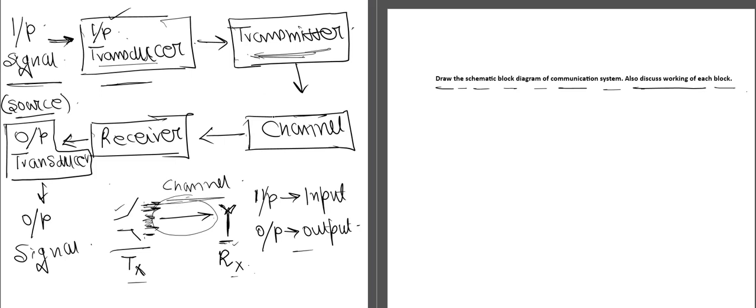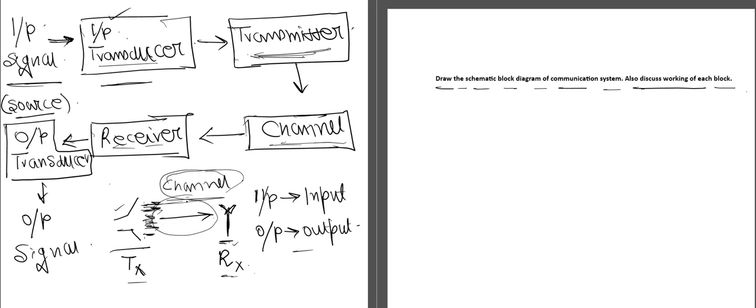Okay, so I think we have understood the job of this channel is to transmit the transmitted signal without any distortion over to the receiver. The job of this channel is to make sure that the transmitted signals are safely transmitted, without any kind of distortion, over to the receiver. And the job of this receiver is to receive those transmitted signals and demodulate them if modulation is present.